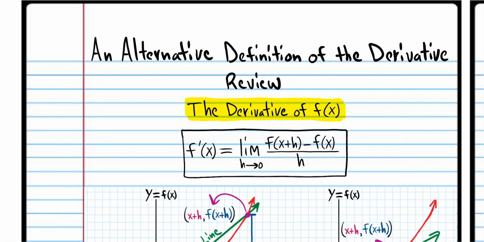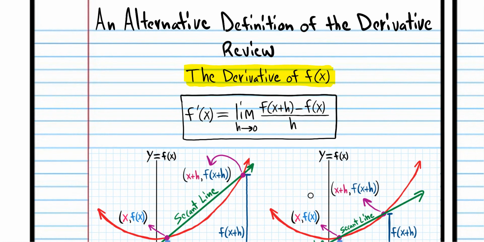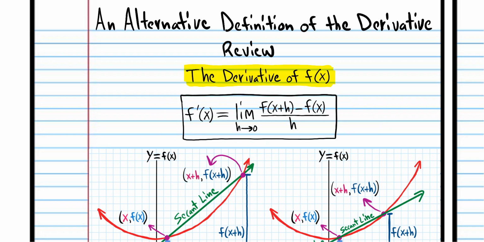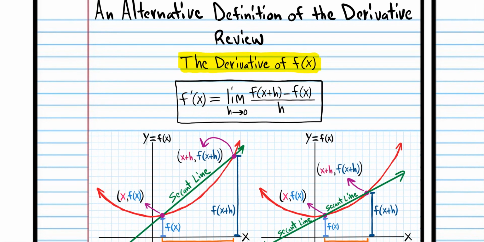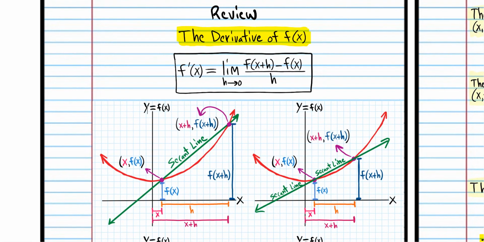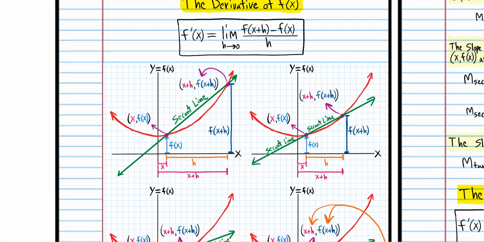Now let's do some review. This is the definition of the derivative. It's the foundation of the calculus curriculum. We learned this in a previous class towards the beginning of the course. And let's explain where this formula comes from. This is the instantaneous rate of change of a function at some x value. And let's see where we came up with that.